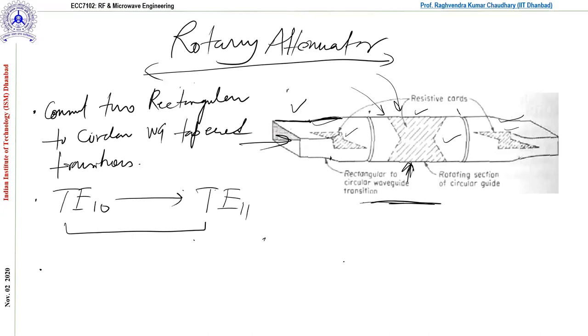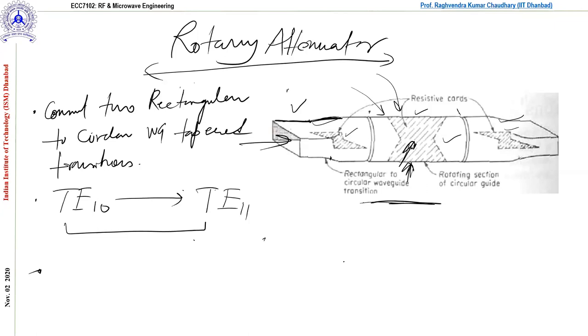And the third point is the resistive card in the center, this one, can be rotated actually, and its rotation relative to the electric field of the incoming TE11 mode can be varied so that the amount of attenuation can be adjusted. Let's say if you want 10 dB, 15 dB, like that. Okay, so by the rotation, you can do these things.